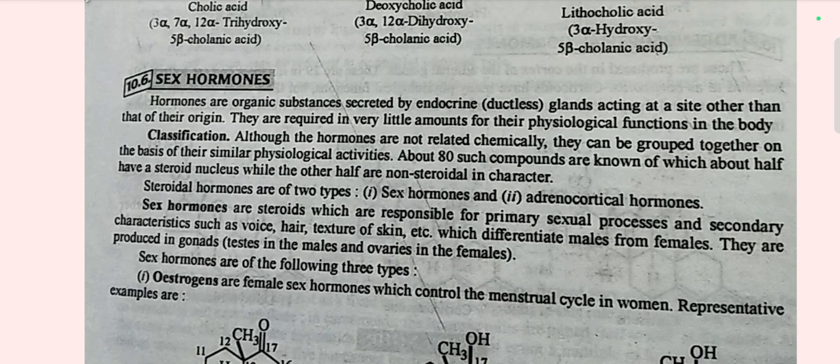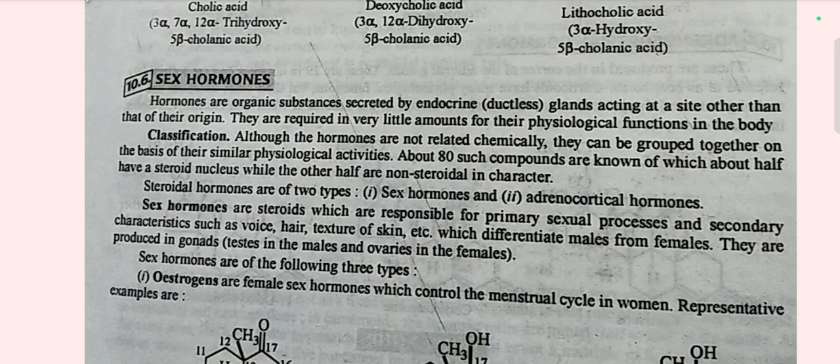Sex hormones are steroids which are responsible for primary sexual processes and secondary characteristics such as voice, hair, texture of skin, etc., which differentiate males from females. They are produced in gonads, testes in the males, and ovaries in the females. Sex hormones are of the following three types.